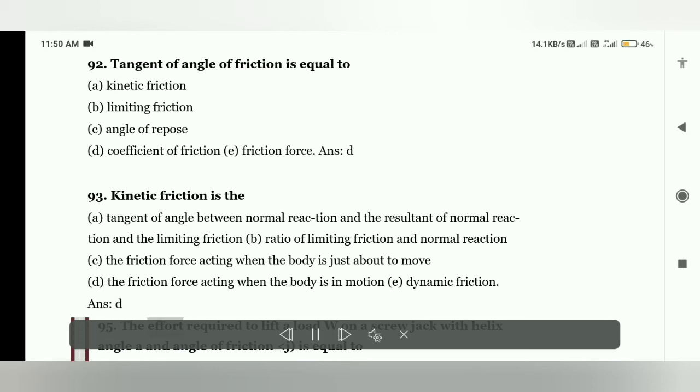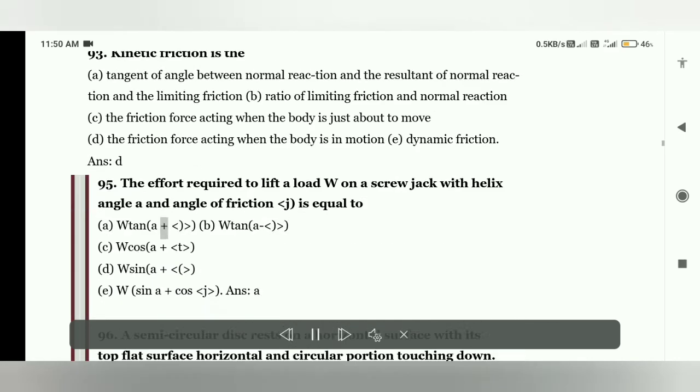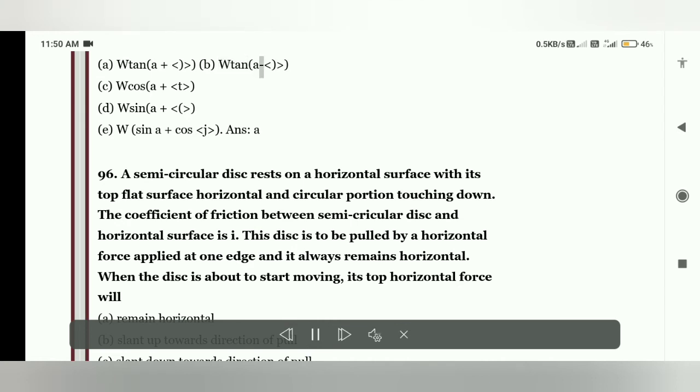95. The effort required to lift a load W on a screw jack with helix angle α and angle of friction φ is equal to: A, W tan(α + φ); B, W tan(α − φ); C, W cos α plus tan φ; D, W sin α plus cos φ. Answer: A.